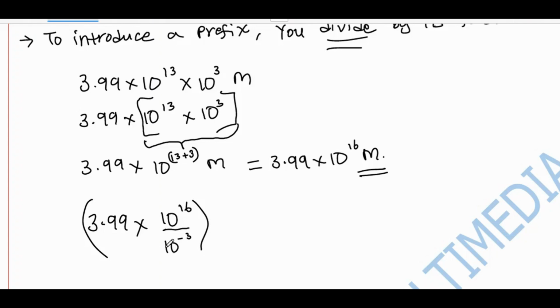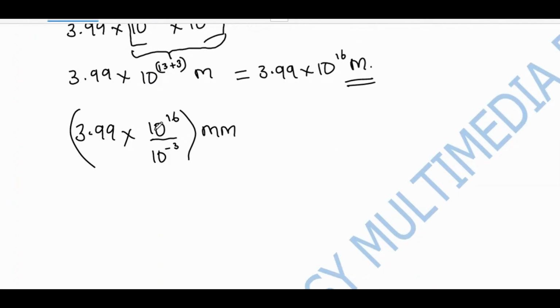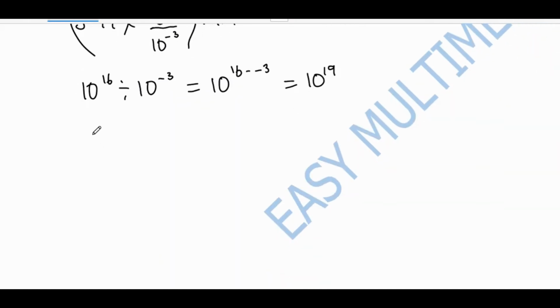But we have already now inserted our prefix here, which is milli, and then the base unit was meters. Now let's work out the indices here, which is in form of a fraction. 10 power 16 divided by 10 power negative 3 results to 10 power 16 minus negative 3, which is 10 power 19. And now our solution is 3.99 times 10 power 19.